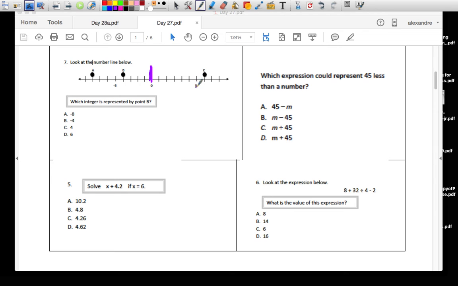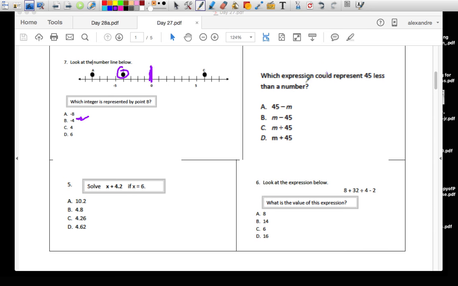Why is 5 over here? I don't know what they made over here, but we're going left anyway. So point B is there. So 1, 2, 3, 4. Okay, -1, -2, -3, -4, -5. So this point B is -4.